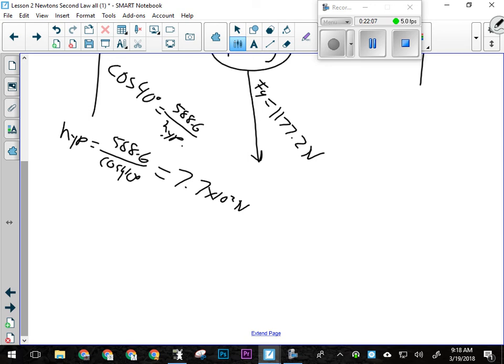Static questions can be a bit tricky if we don't recognize that all the forces add up to 0. Because then we have trouble calculating our net force. We have to recognize that our net force is 0 because there's no way to calculate it.